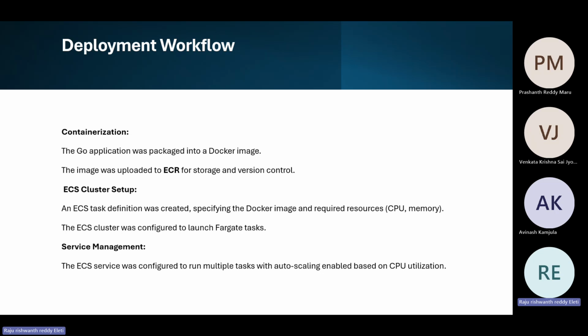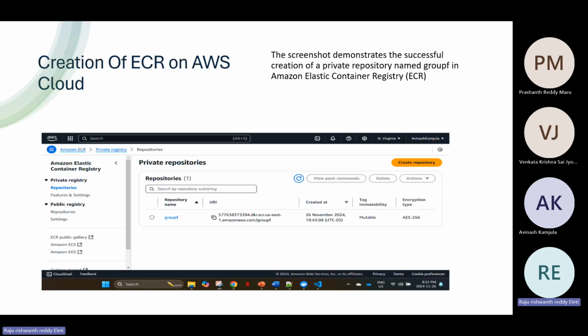An ECS task definition was created, specifying the Docker images which have been pushed into ECR and the required resources like CPU and memory. After configuration, we launch Fargate tasks, and we also use service management. The ECS service is configured to run multiple tasks with auto scaling enabled for CPU and memory. Next, we come to the creation of ECR in AWS cloud.